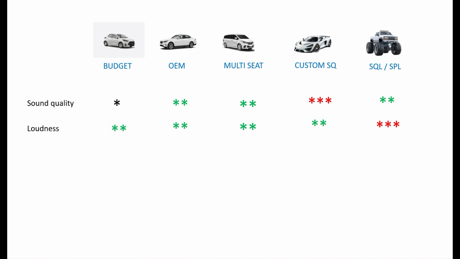Now the next one then is loudness. Obviously the loudest system that you're going to get will be an SQL or an SPL type of car, because they are built for that loudness. They're built with cone area and power and bracing and all of this stuff, to make them play loud. Now your other systems can play loud, right? SQ and multi-seat, but we're talking about stepping up to the next level.